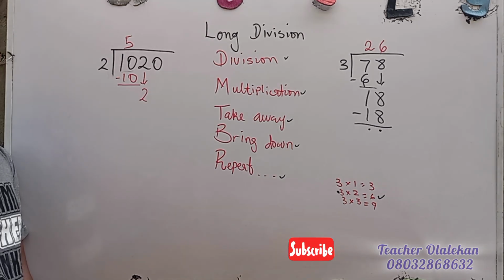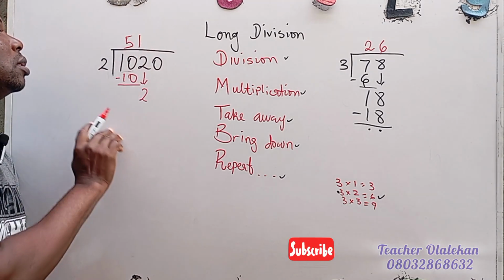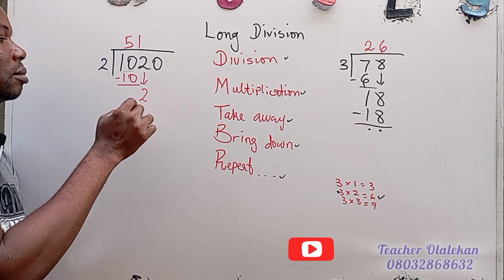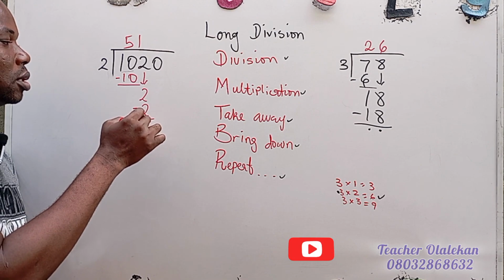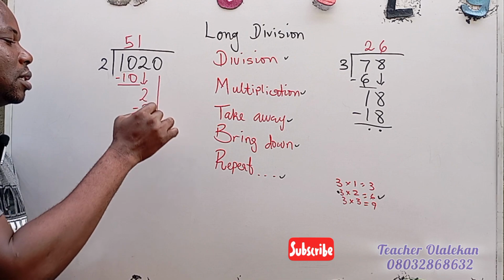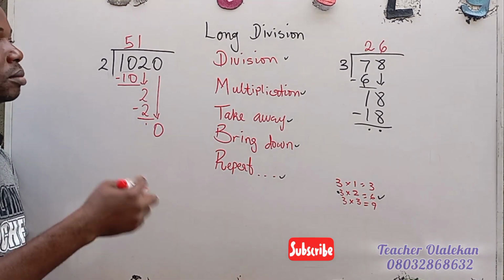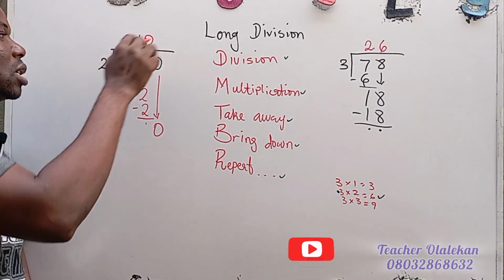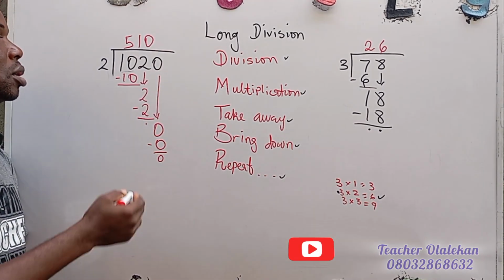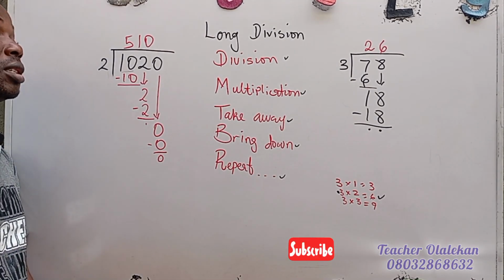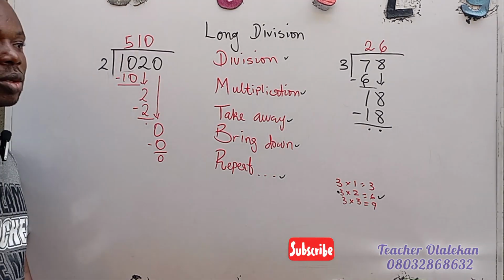One after the other. So now 2 in 2, that's 2 times what equals 2, that's 1. 2 times 1, that's 2. You take away, that also becomes 0. Then you bring down the last 0. So 2 in 0, 2 times what is equal to 0, that's also 0. So 2 times 0 is 0. Then you take away, you have 0. So that is the end. That means 1020 divided by 2 is equal to 510.